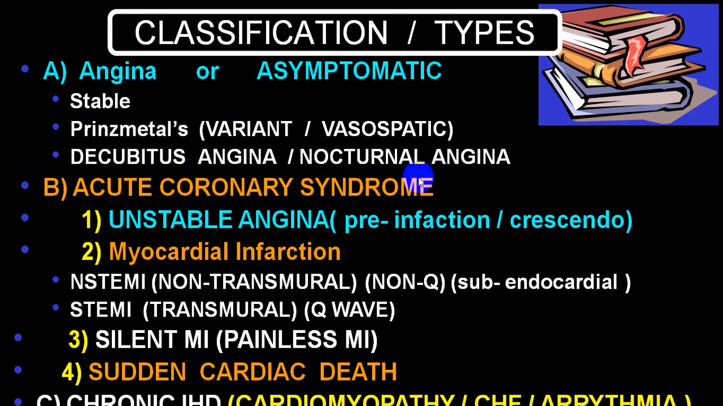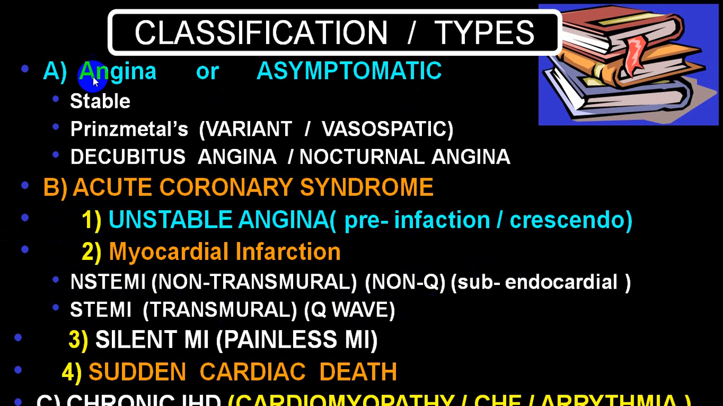The second big group is acute coronary syndrome, where there is an unstable plaque which can rupture. You can have formation of a thrombus, and that can lead to unstable angina, previously also called pre-infarction or crescendo angina, or it can end up with MI. In MI, if it is non-transmural or non-Q wave, also called subendocardial, we label it as non-STEMI. If it is transmural with ST segment elevation, we call it STEMI, and there will be appearance of Q wave MI.